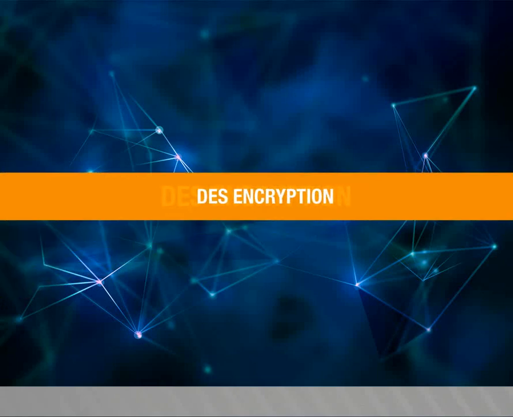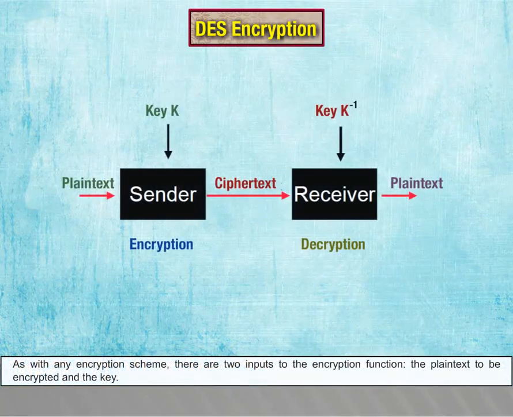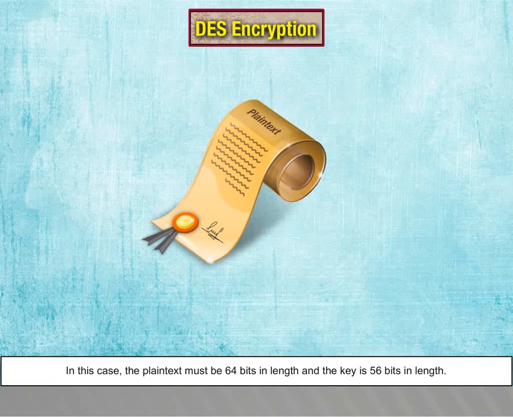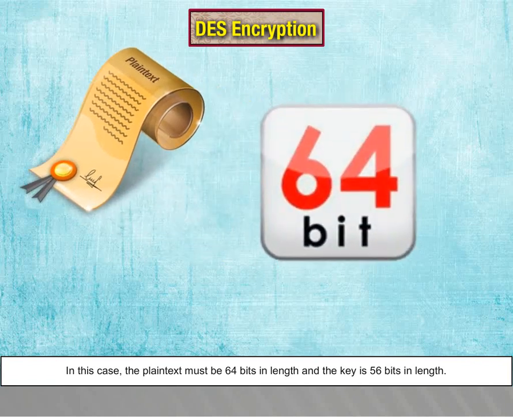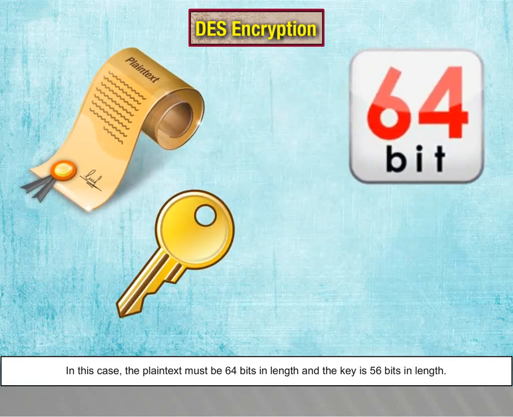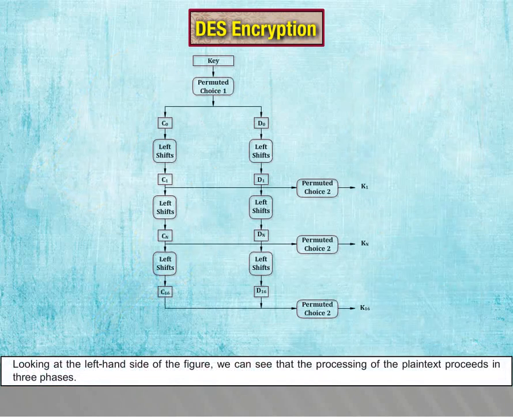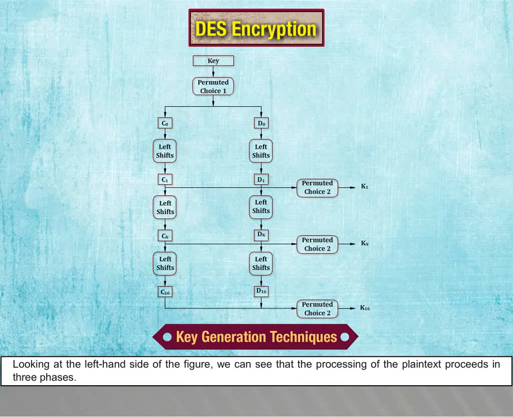DES encryption. In this video, we are going to see about DES encryption. As with any encryption scheme, there are 2 inputs to the encryption function, the plaintext to be encrypted and the key. In this case, the plaintext must be 64 bits in length and the key is 56 bits in length. Looking at the left-hand side of the figure, we can see that the processing of the plaintext proceeds in 3 phases.